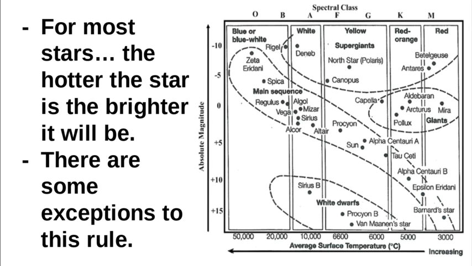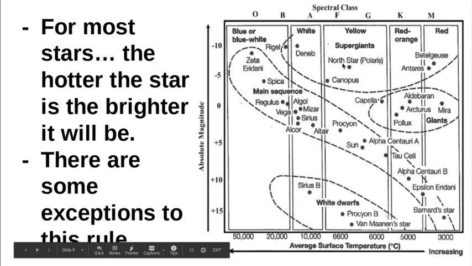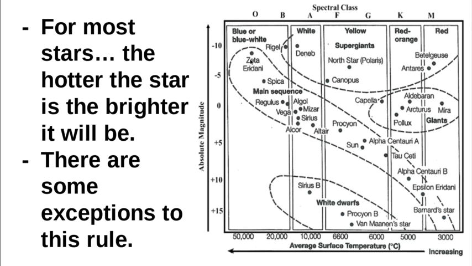Okay. For the most part, 90% of the time, if we're looking at the main sequence, the brighter the star is, the hotter it's going to be. There are some exceptions. We have our red giants here. These guys are very bright, but their temperatures are lower. And the reason they're so bright is because they're so big. Then we have our white dwarfs down here. They are pretty hot, but they're not that bright because they're so small. But most of the time, the brighter the star is, the hotter it will be.